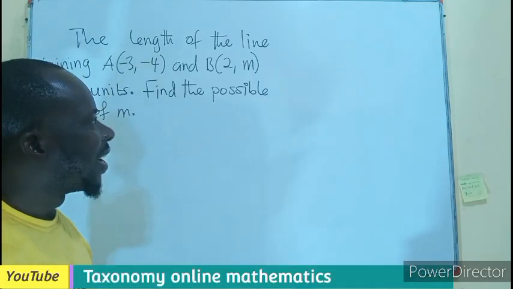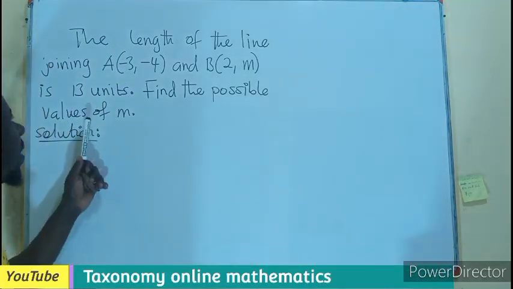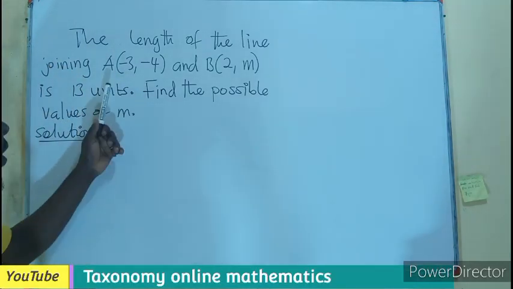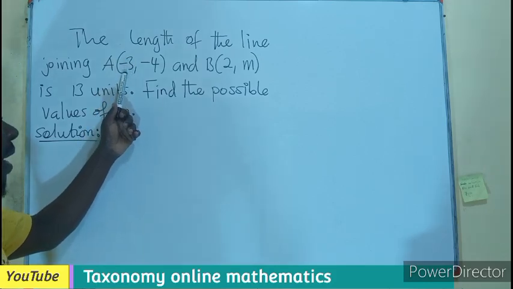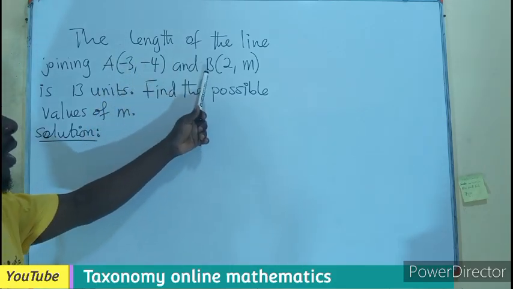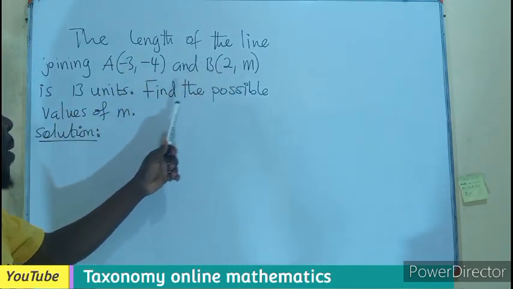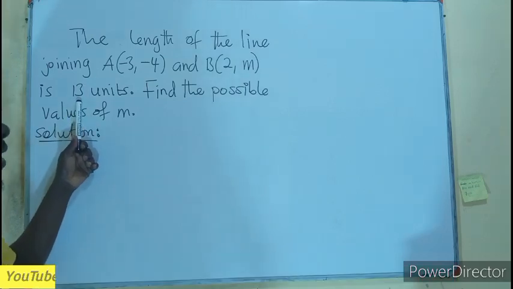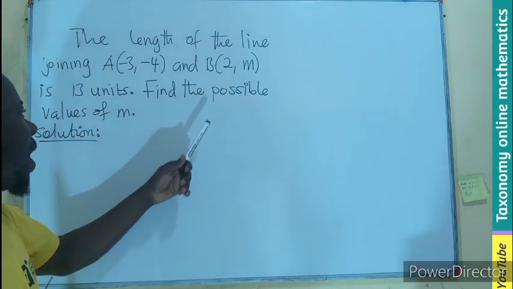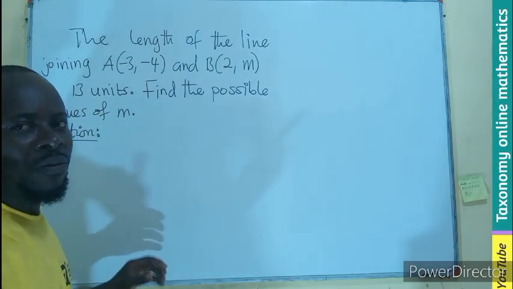Let's look at this question. The length of a line joining the point A, that is (-3, -4), and the point B, (2, m), is given as 13 units. We have to find the possible values of m.